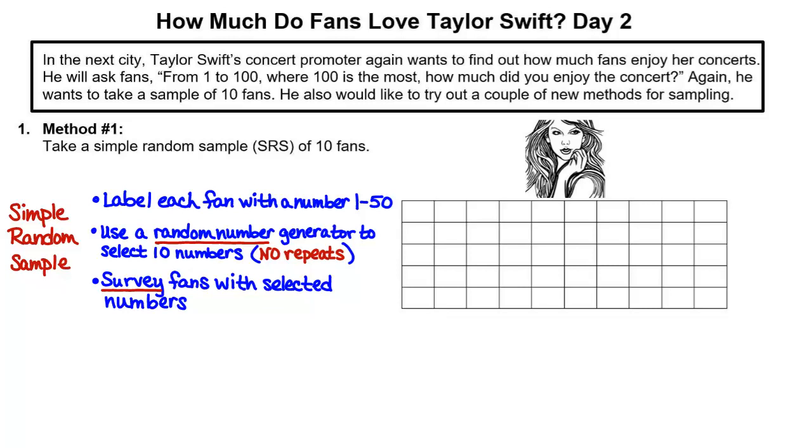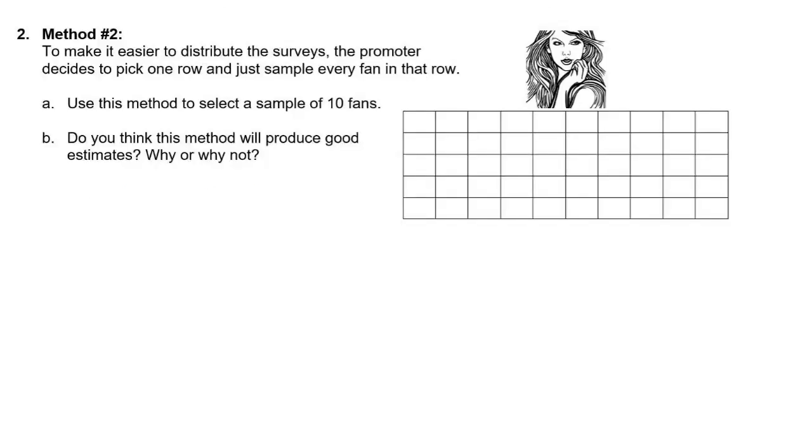So for the next one, and if you're not done picking out your first sample yet, that's okay, but I'm going to go ahead and give directions for method number 2 for those of you that are there. To make it easier to distribute the surveys, the promoter decides to pick just one row and sample every fan in that row. So I want you to use that method to select a sample of 10 fans. How are you going to decide which row?